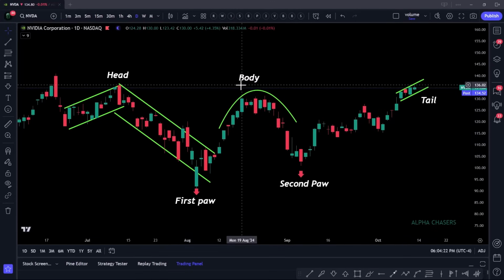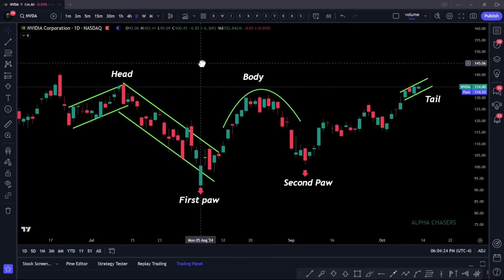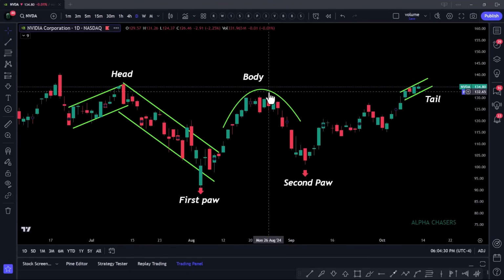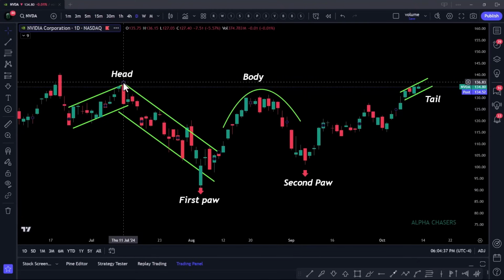I can get into more advanced techniques with this if you find this helpful. Right now, what I want to do is give you the basics on where you should be looking at entry. So people will scale out when you reach the top of the body. That's where I add.